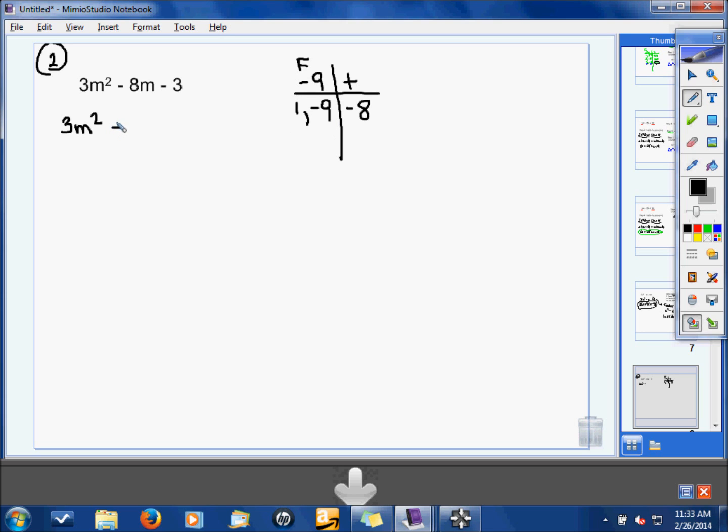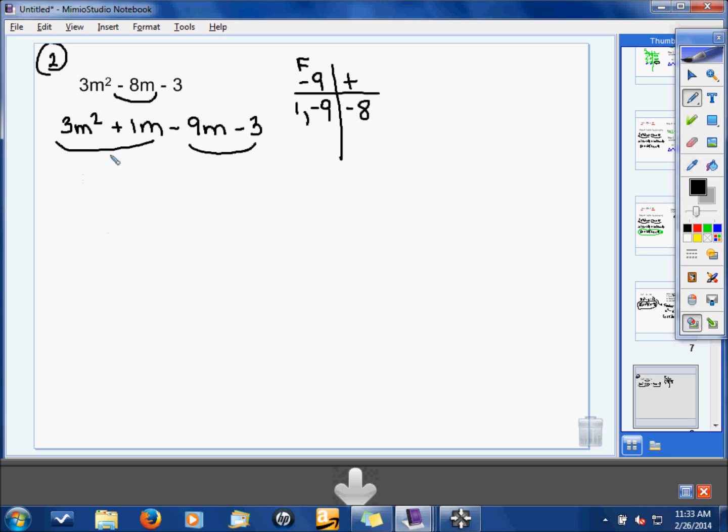Plus 1m minus 9m minus 3. All you're doing is taking this middle part and rewriting it using these factored numbers that you found. Okay, now we need to group it, right? Watch out for those negatives, they can be tricky.